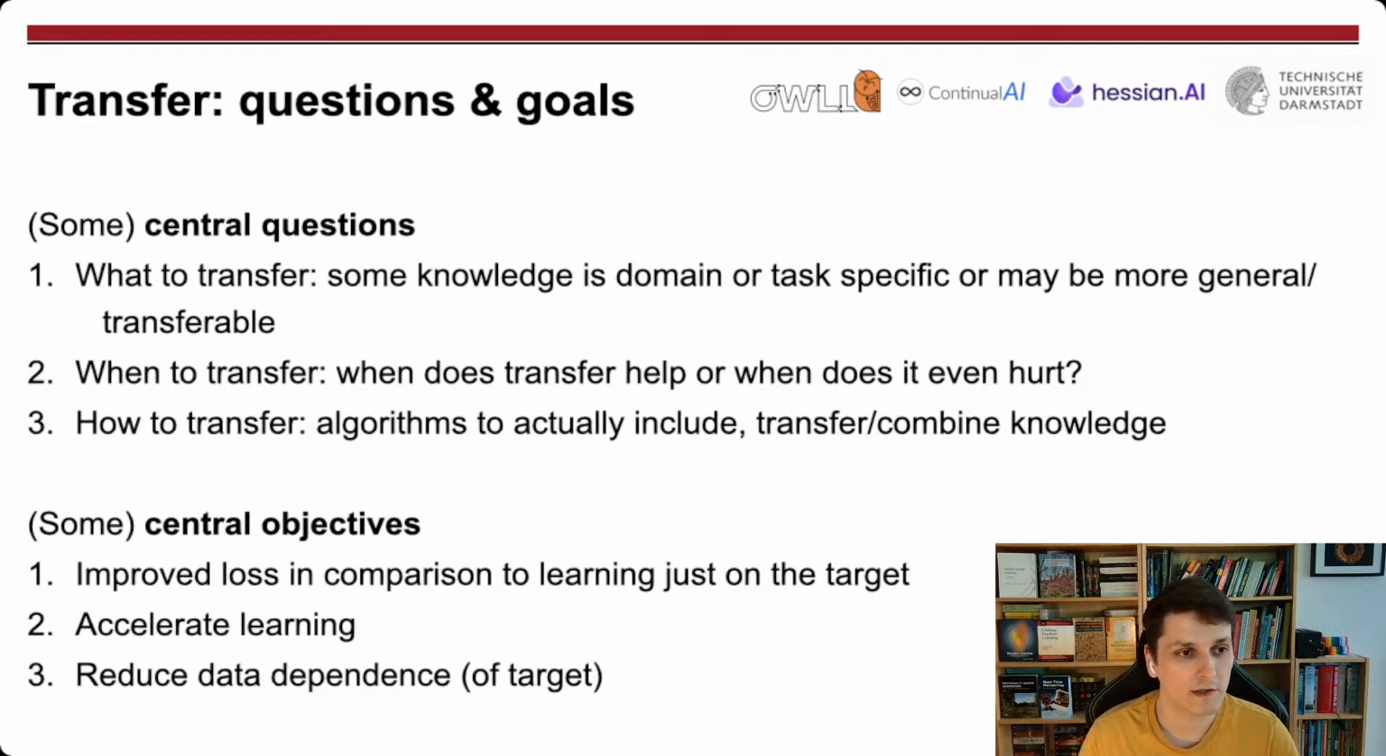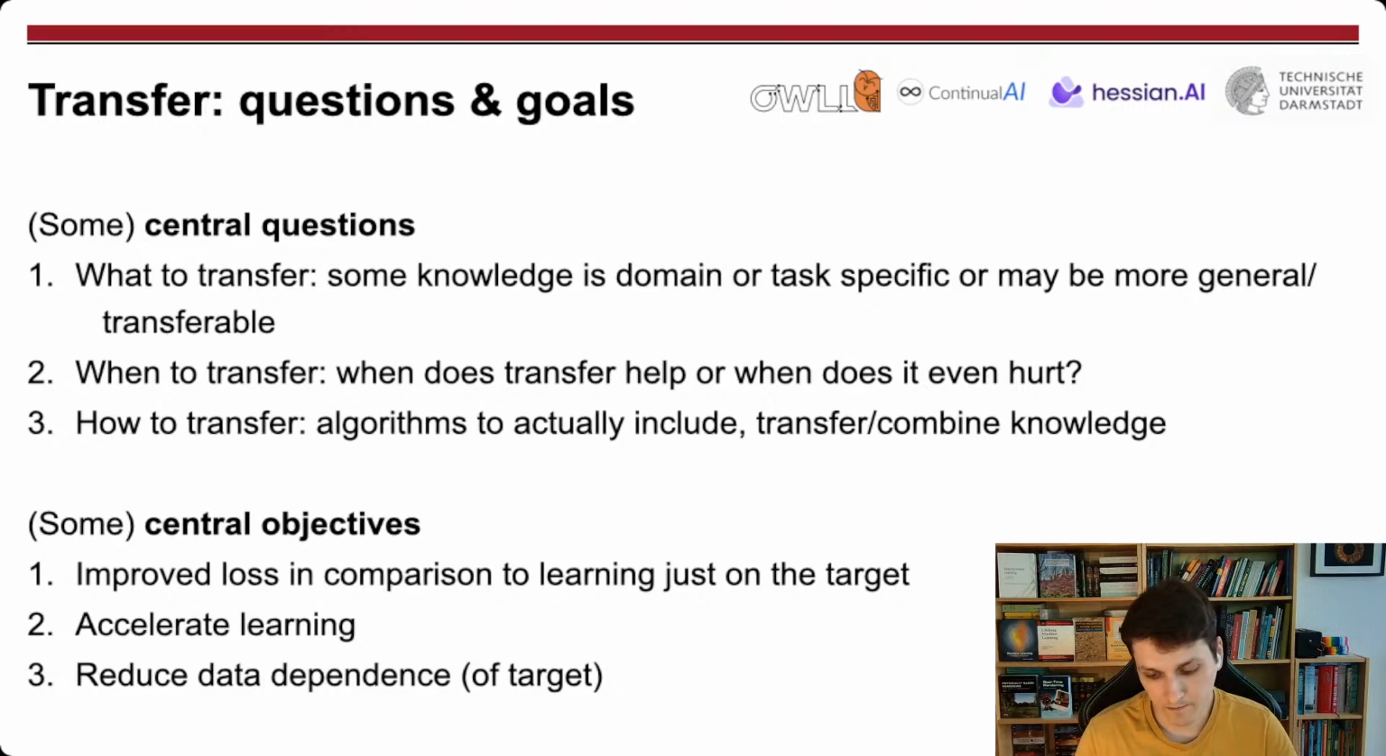And an obvious question would be, what algorithms do we actually use to include and do the real transfer parts? Now, for the central objectives, someone has, by the time I've skipped to the slide, actually given an answer, which is a faster learning process and better results in the new tasks, which I have listed as two of the central objectives here. And the third one, just to complement that, would be to reduce the data dependence.